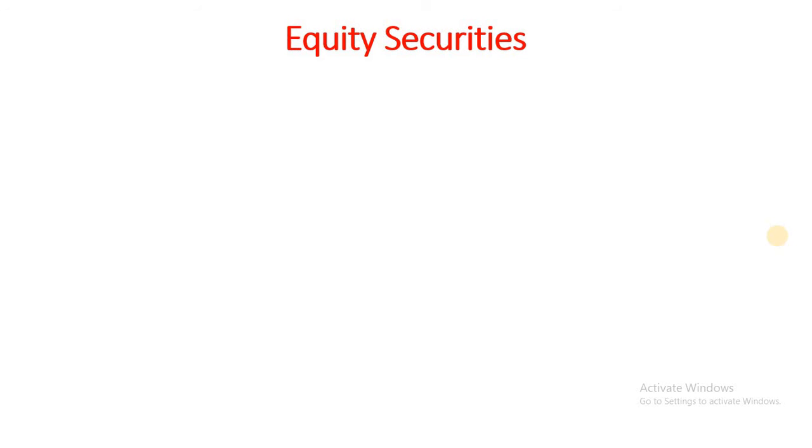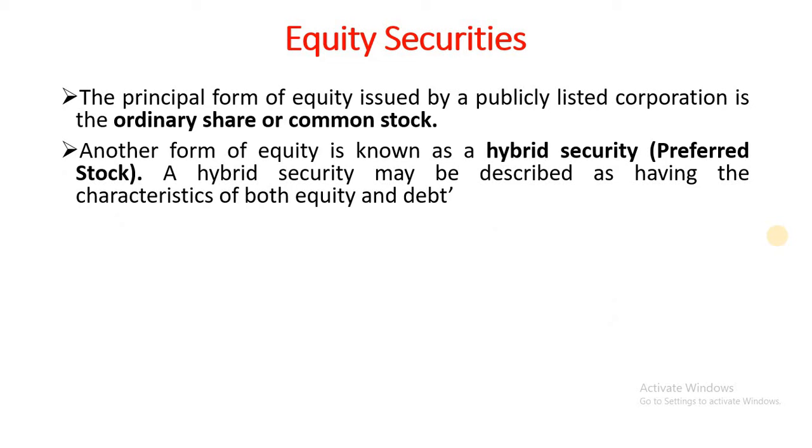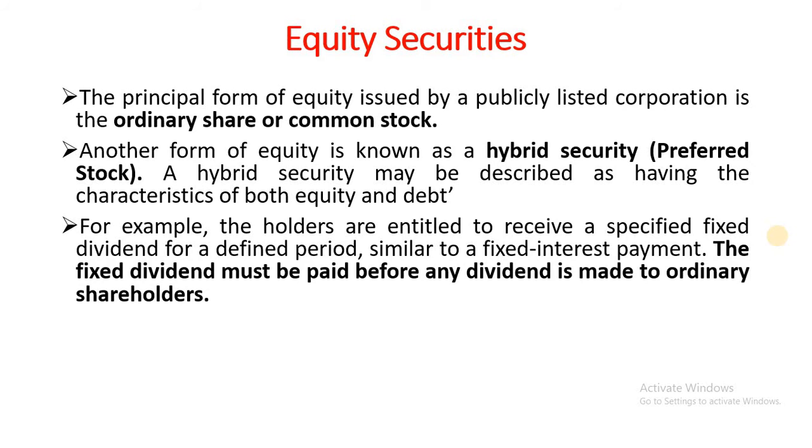Let's look at equity securities first. The principal form of equity security is ordinary share or common stock, which is issued by a publicly listed corporation like Escort Pharma, Best Pharma, and so on. There is another type of equity security, which is preferred stock. Preferred stock is also known as hybrid security because it resembles the characteristics of both debt and equity. For example, the holder of a preferred stock is entitled to receive a fixed dividend, which is very much similar to a fixed interest payment of debt.